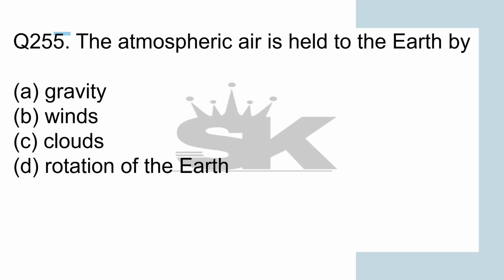The atmospheric air is held to the earth by gravity. It is held in place by earth's gravity. It is made up mainly of nitrogen, around 78.1%, right? It also has plentiful oxygen, around 21%, and a small amount of argon, around 0.9%. Carbon dioxide, water vapor and other gases are also there. The atmosphere protects life on Earth by absorbing ultraviolet rays from the sun. So here the answer is gravity.